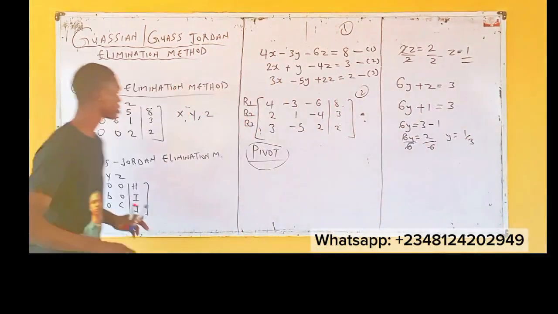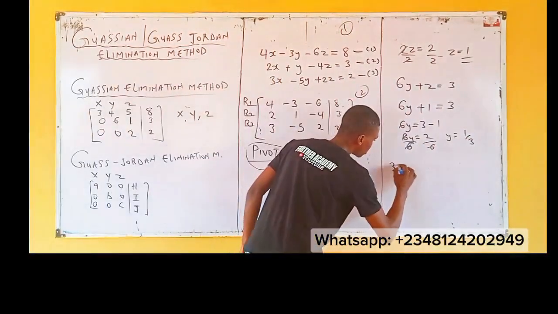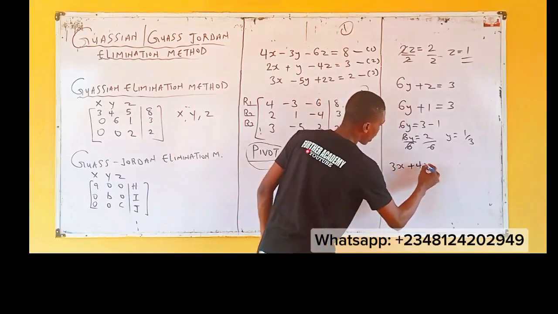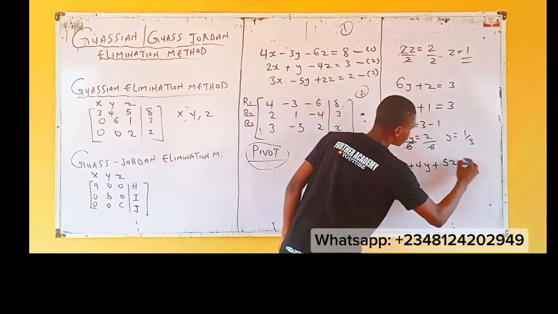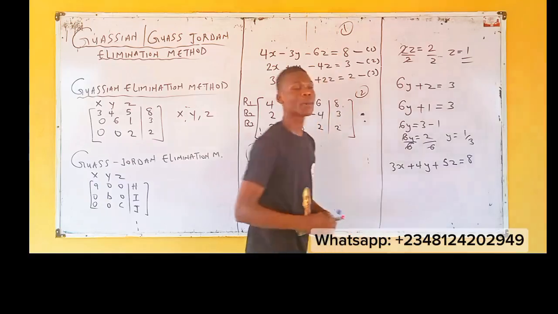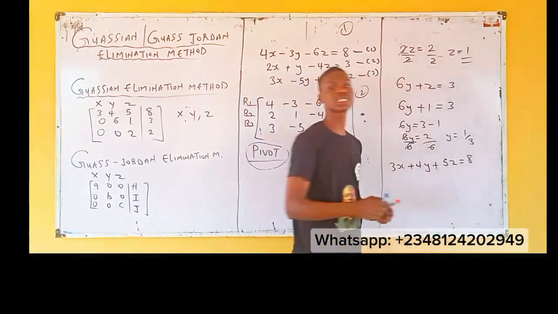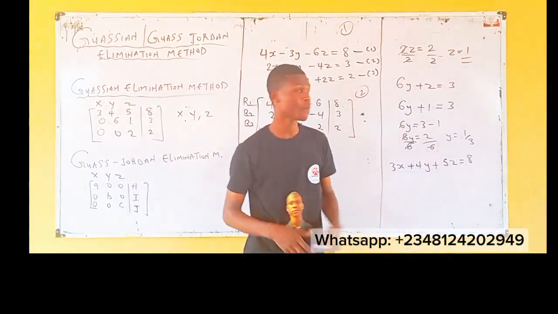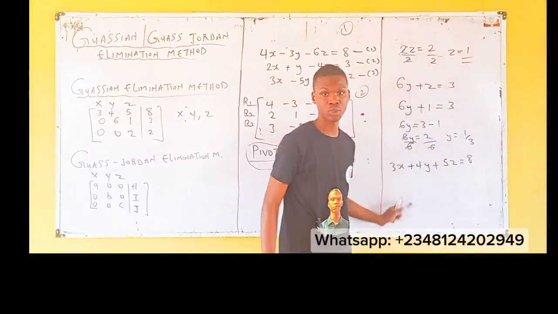Now, you've gotten the value of Z and Y. How do you get X? Take the whole row 1, meaning 3X plus 4Y plus 5Z is equal to 8. By the time you substitute the value of Z and Y, you get X. True or false? True. You get my question? By the time you substitute the value of Z and Y, just the way we did this, you get X.